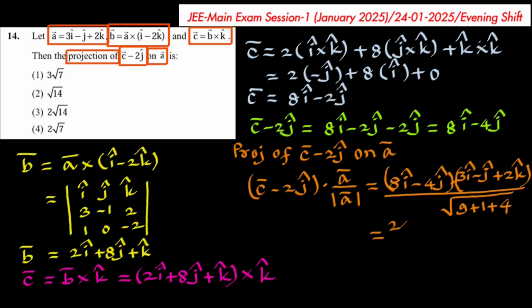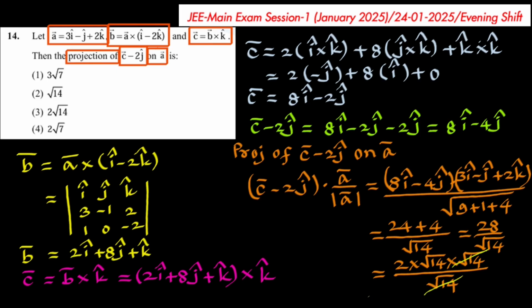That will be 24 plus 4 plus 0 upon root 14. 28 upon root 14. Cancelling root 14, we get the projection 2 root 14. Hence, the correct answer is option 3, 2 root 14.